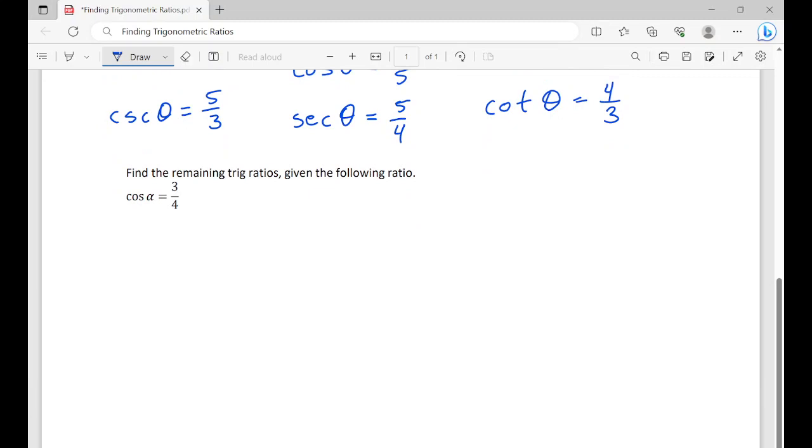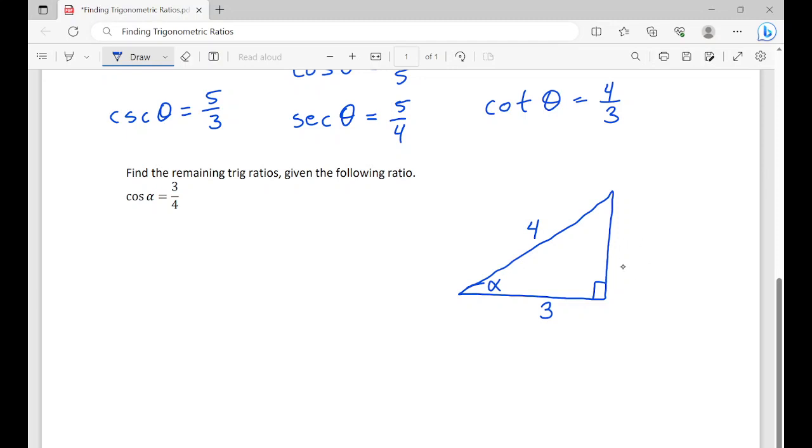Next, we're going to find the remaining trig ratios given the following ratio. I know that cosine alpha is equal to 3/4. So drawing my right triangle, again, it doesn't have to be accurate, it's just a right triangle. And here is my theta, or my alpha value. And I remember that cosine is just adjacent over hypotenuse. So adjacent 3, hypotenuse 4.